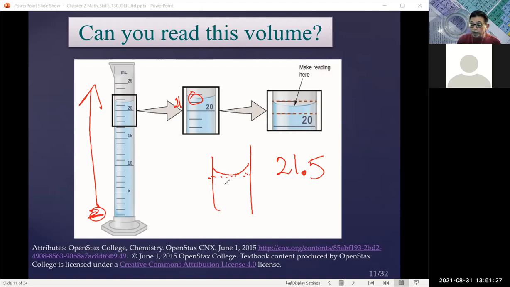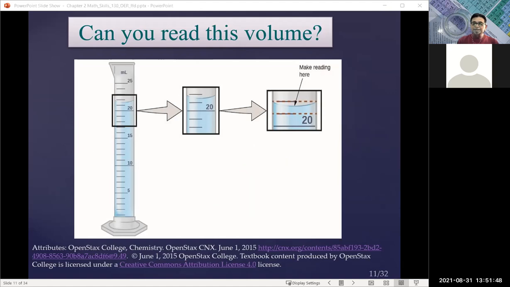If you see 21.4, that's fine. If you see 21.6, that's fine too, because that last number has a degree of uncertainty within 1/10 of a millimeter. So obviously, if you see 25, then that's wrong because you're not even near the ballpark. Okay. All right.